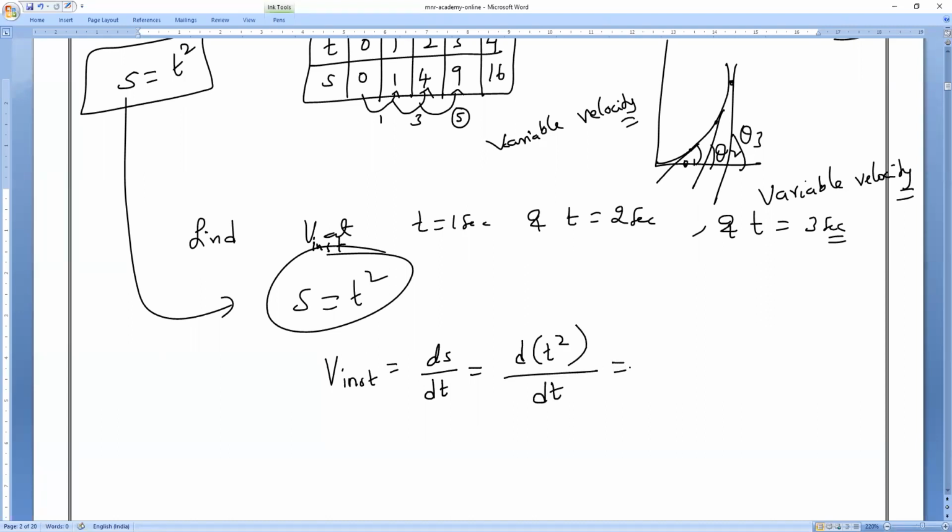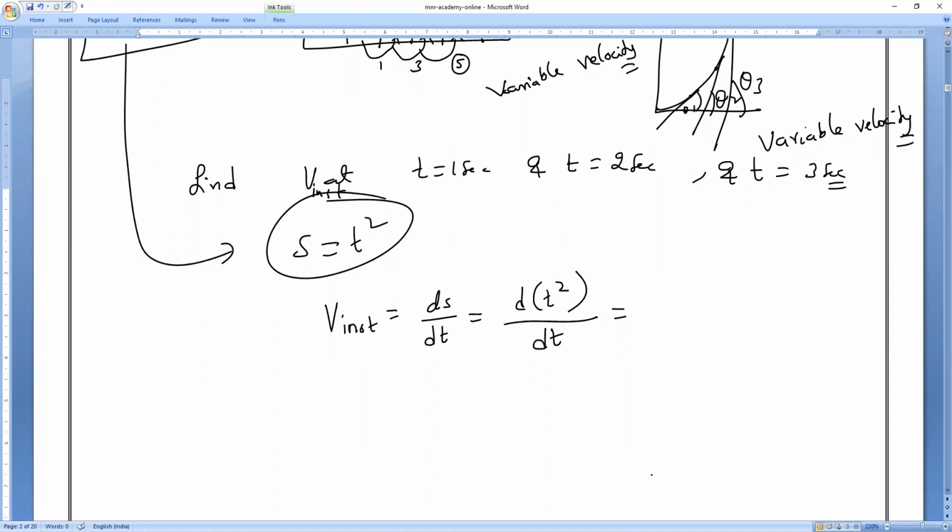Now tell me, don't all tell. Let me write. Samya, can you tell me? d t square by dt. Do it and tell me the answer. What is the answer of the differentiation of this one? Pradosh? Laksha? t square, dt. What is the answer?